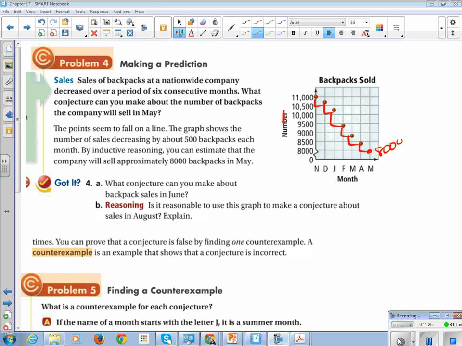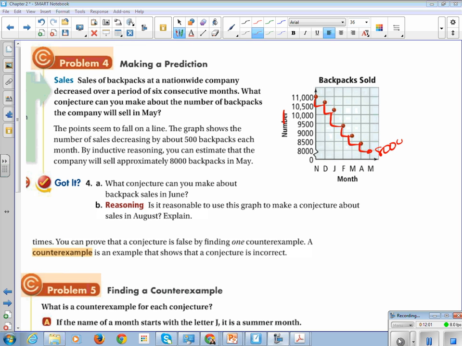All right, so let's finish out number four, and then we'll go back and do three. Making a prediction. The graph shows a pattern of points. Is that true or false? Does the graph show a pattern with the points? True. Each month, the number of backpacks sold increases. False. It decreases. The change in sales varies from month to month, so you need to estimate the change.